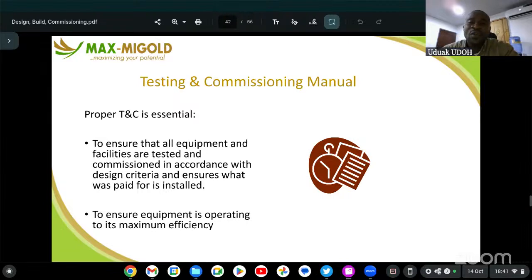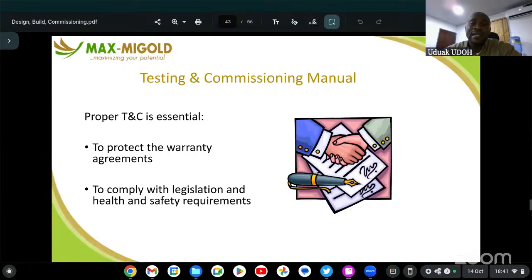So what was installed or what was designed? Was it what was installed? Does it serve the purpose? This is what is carried out during testing and commissioning. And during that time too, there's always a warranty agreement. Yeah, that okay, it's working well.